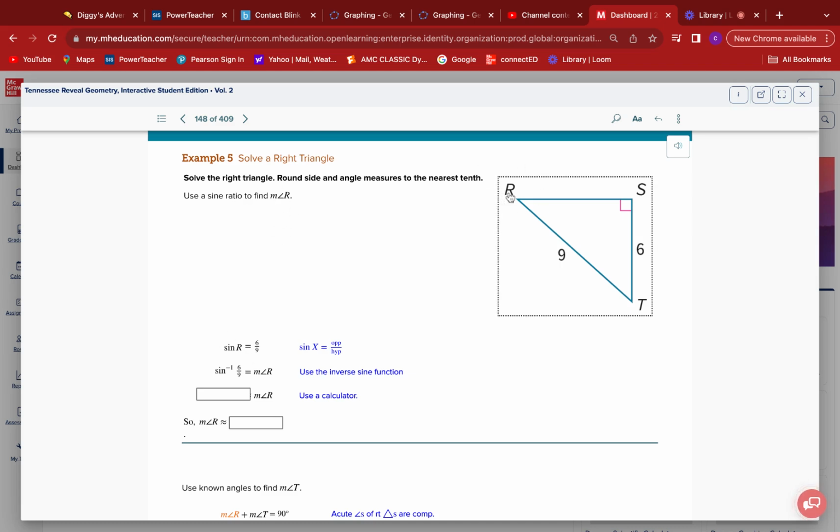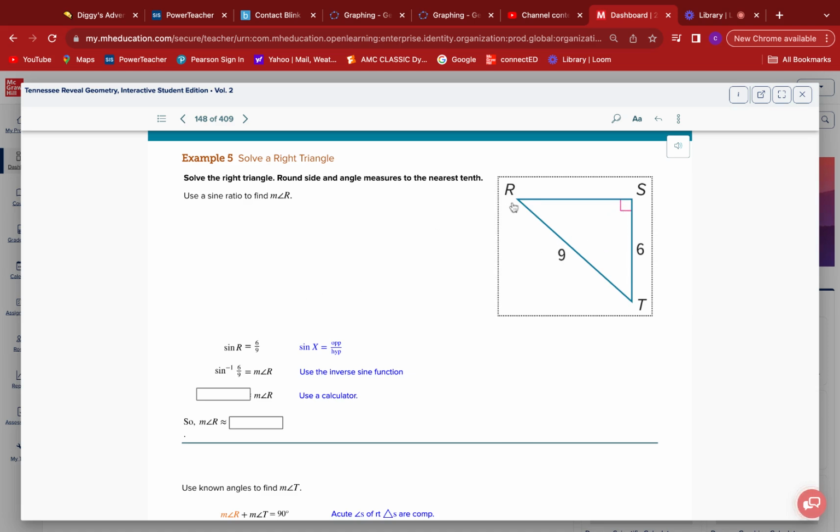All right, so you got to know what sides you have. Well, we have one leg and we have the hypotenuse. So we got to decide which leg we have according to angle R. It's the one that's all the way on the opposite side of your triangle, which means you have your opposite side. And of course, you have your hypotenuse because it's the one across from 90.